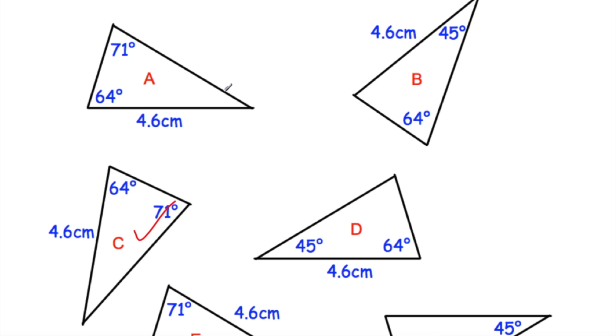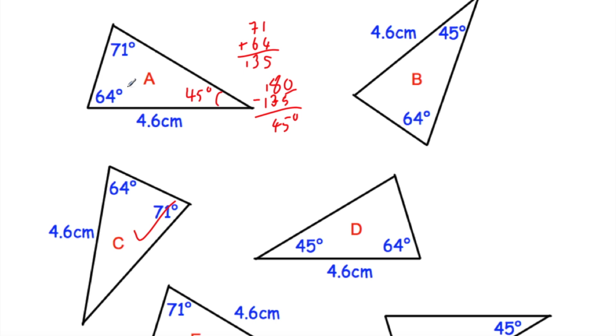Okay, now let's find the sizes of the missing angles, okay? So I'm going to add together the 71 degrees and the 64 degrees, so 71 plus 64, and let's see what we get. 1 plus 4 is equal to 5, and 7 plus 6 is equal to 13, so that's 135 degrees. And then if we do 180 subtract 135, that's equal to 45 degrees. So that means that this angle here is 45 degrees.